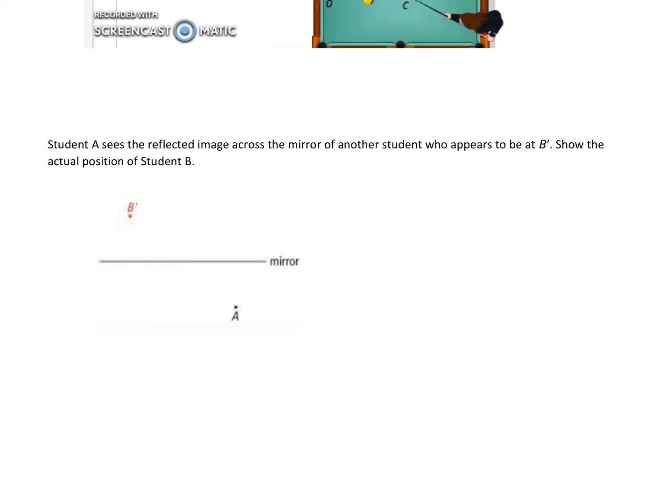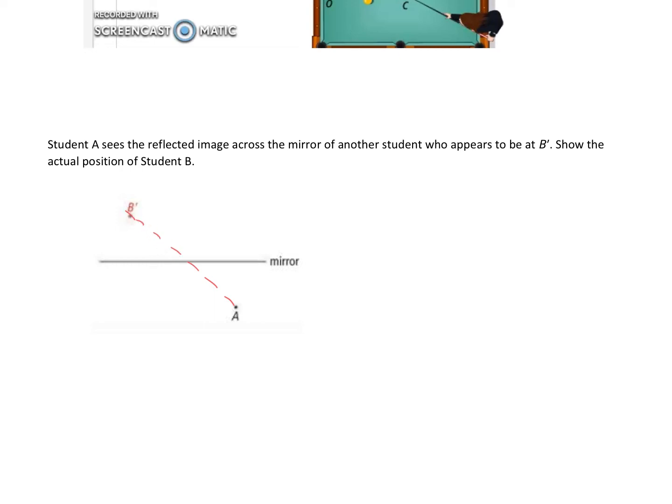All right, so after watching that video, we'll try something kind of similar here. We've got student A, sees the reflected image across the mirror of another student who appears to be at B'. So we have a mirror right here where the student is not seeing through the mirror, but looking at the mirror, because when you look at a mirror, it looks like student B is right there. Like that's their line of sight. They're looking at the mirror and it looks like the student is just beyond right there.